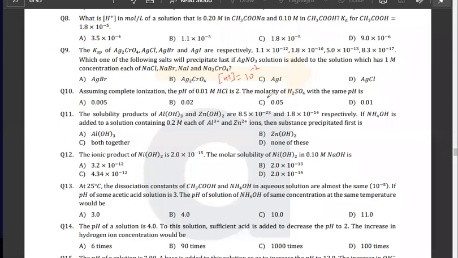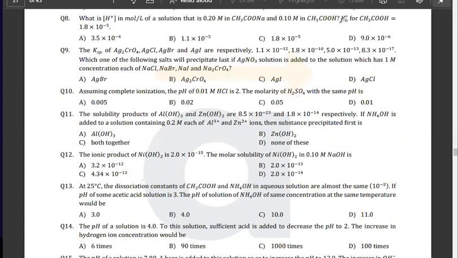Now the molarity of H2SO4 with the same pH is, so just think about it. When you talk about H2SO4, 1 mole of H2SO4 produces 2 moles of H plus, right? So if concentration of H plus is 10 to the power minus 2, then concentration of H2SO4 is half of this, which is 10 to the power minus 2 by 2. That is 0.01 by 2, which is equal to 0.005. So the answer is A. Got it?